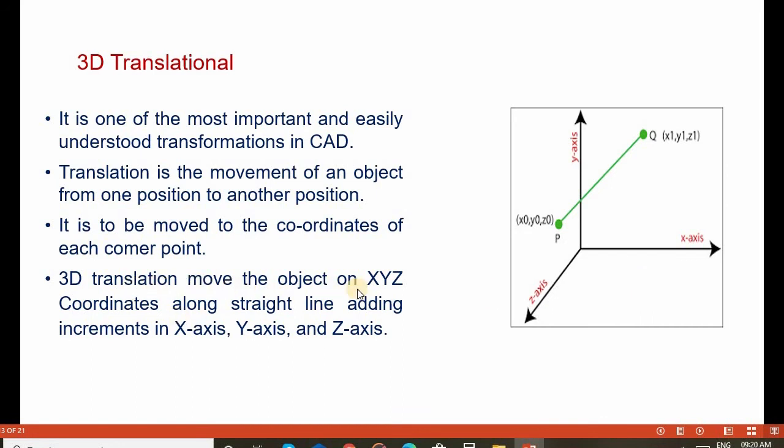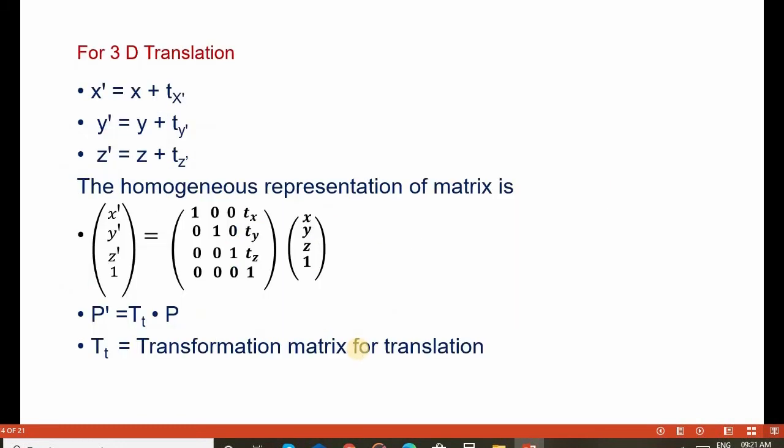3D translation moves the object's x, y, z coordinates along straight lines, adding increments in the x-axis, y-axis and z-axis. Earlier, in 2D translation, we added increments in the x-axis and y-axis only, but here we can add an increment in the z-axis also. So how do we do the 3D translation? The translated object has the new coordinate x dash, which is x plus the increment dx in the x-axis.